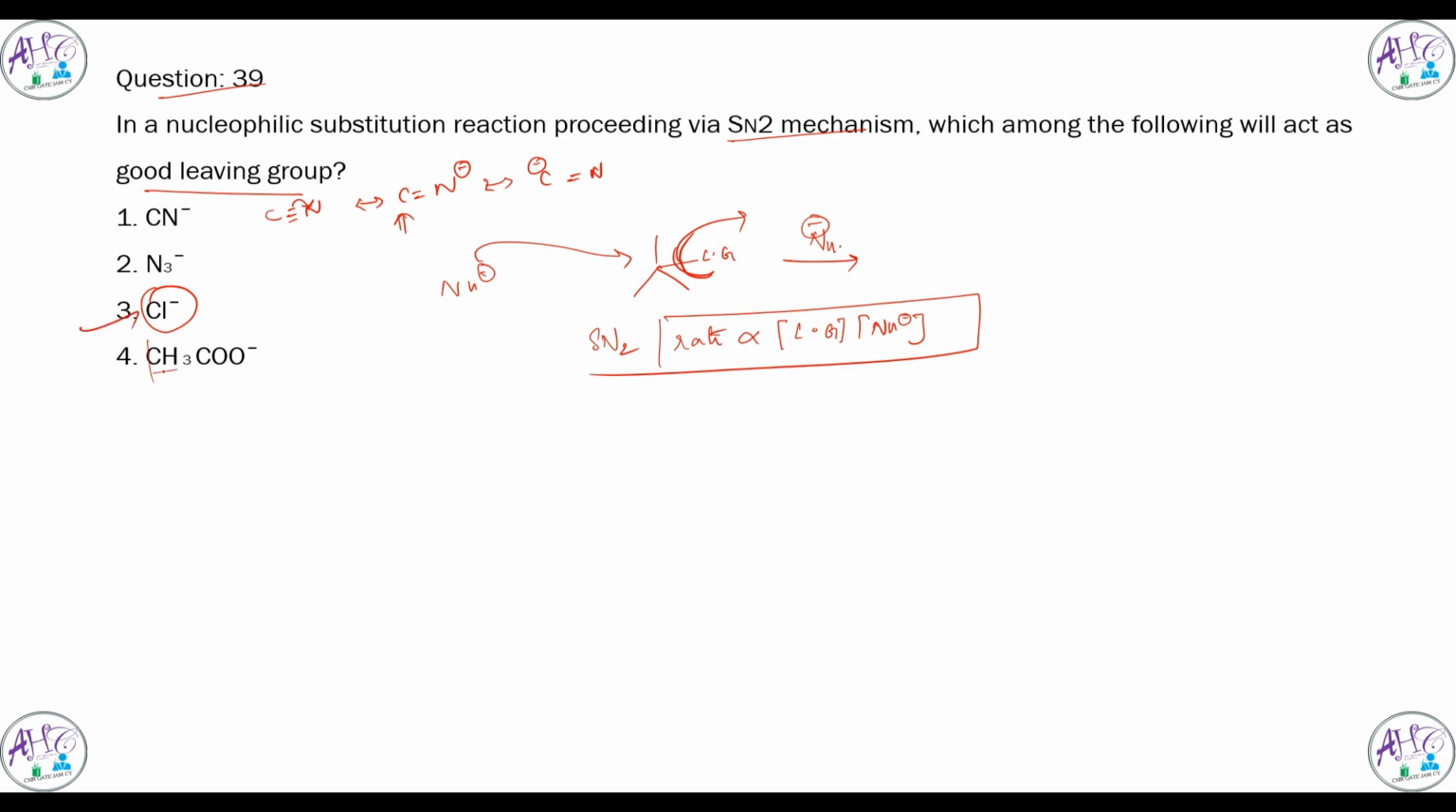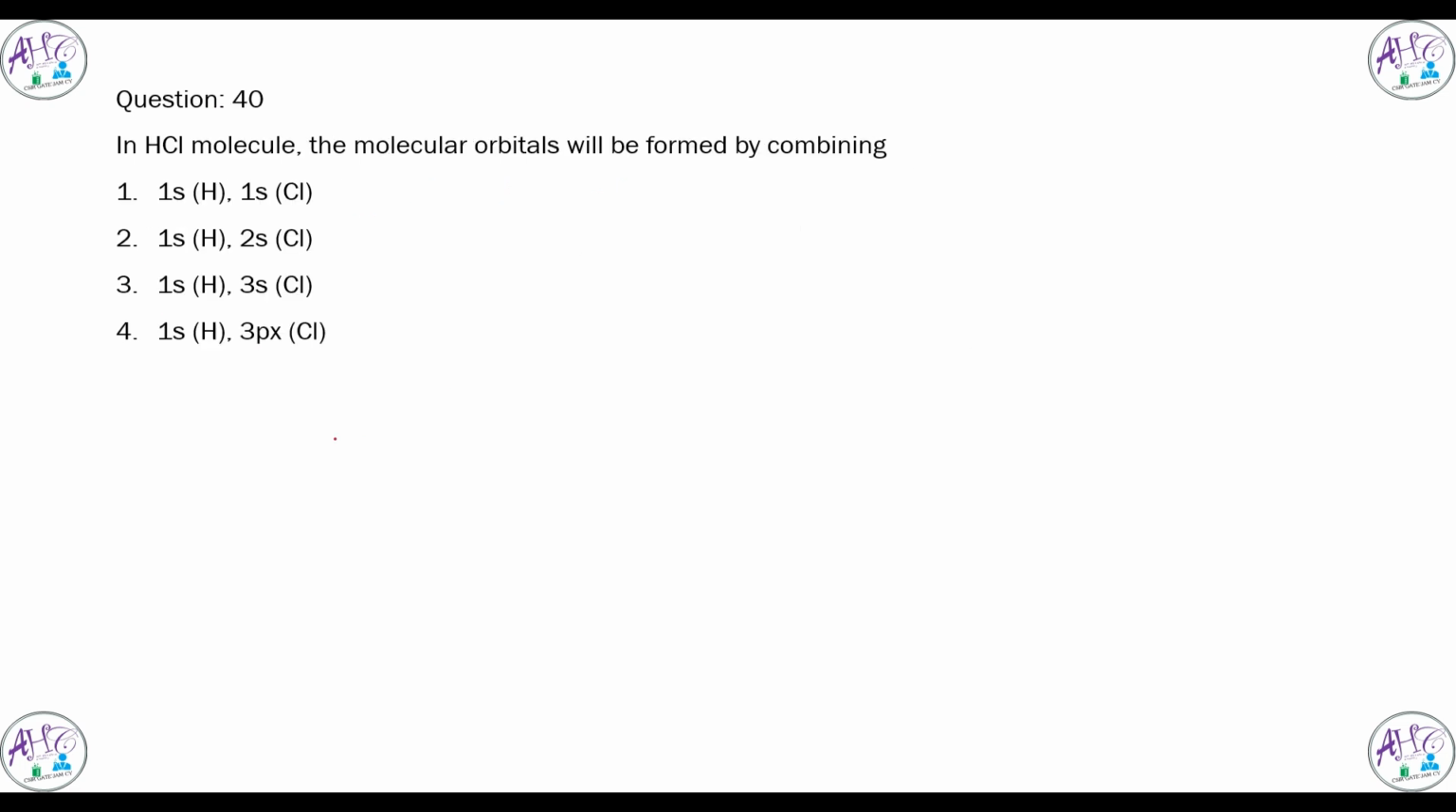So in option 4 we have a weak acid. Okay, this is a conjugate of your weak acid. Again, this is not going to be a very good leaving group. So we can straight away say this is not at all a very good leaving group. If you want to compare, your chlorine will be more than your cyanide, then comes your N3 group, then comes your acetate groups. Okay, next question, 40th question.